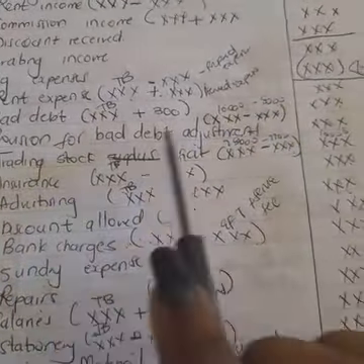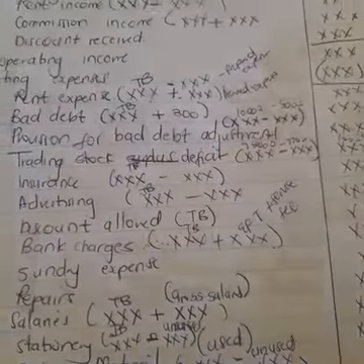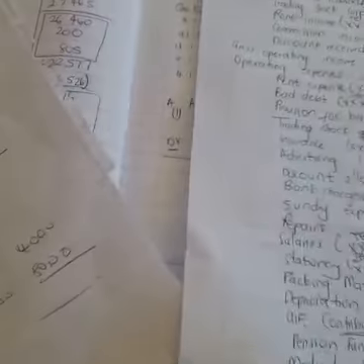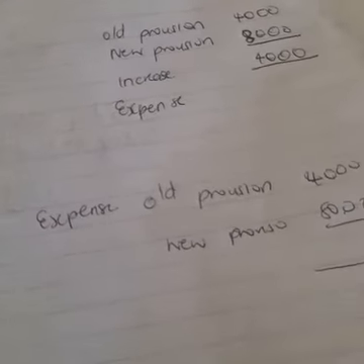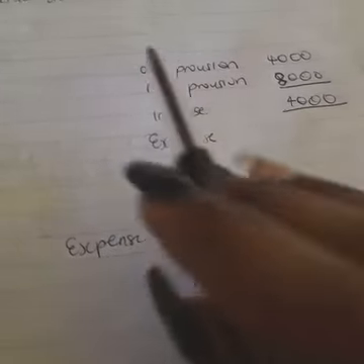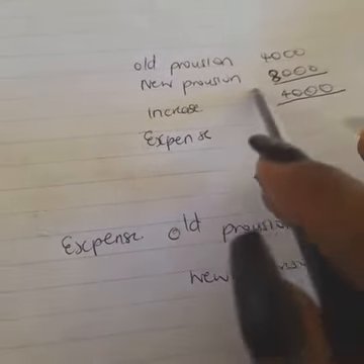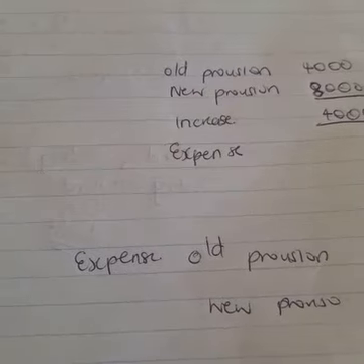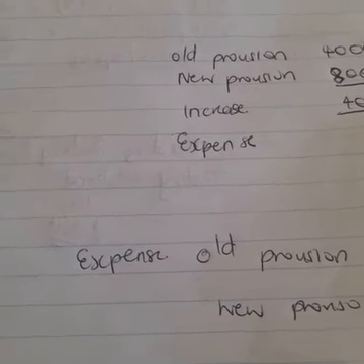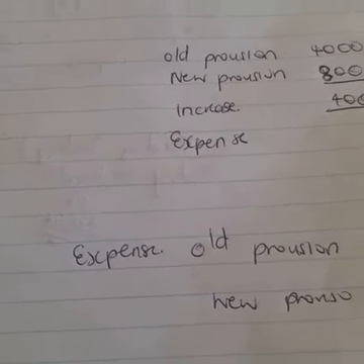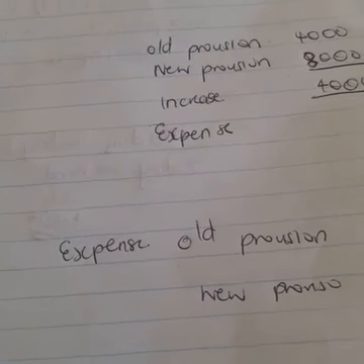Then you have provision for bad debts adjustment, right? For us to have provision for bad debts adjustment under expenses, remember that for your provision for bad debts adjustment, you need the difference between the old provision and the new provision, right? So for you to have an expense, remember that what we usually do with the provision is that we make an allowance for the debtor.